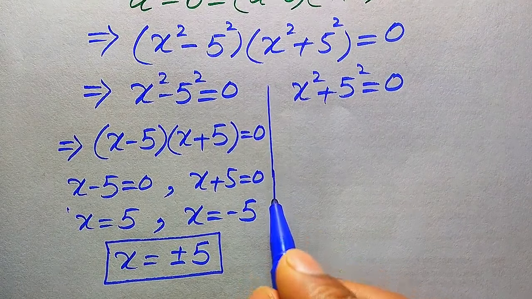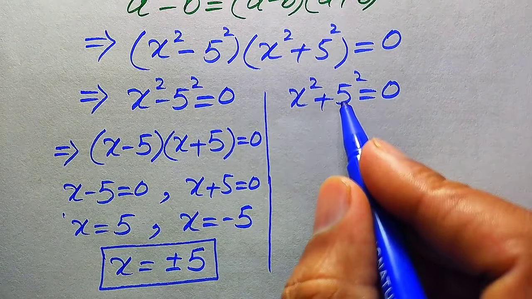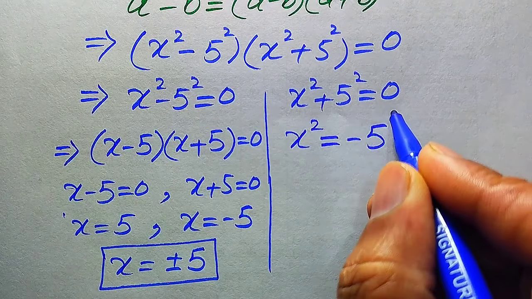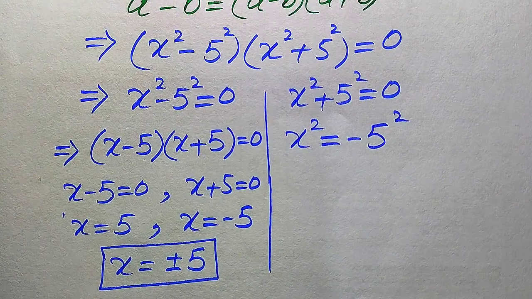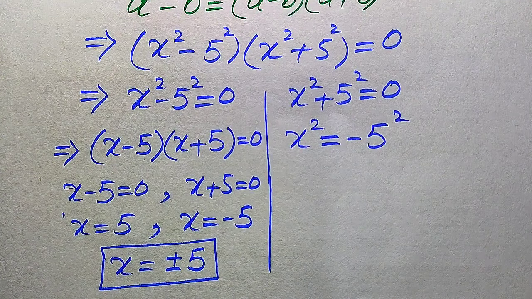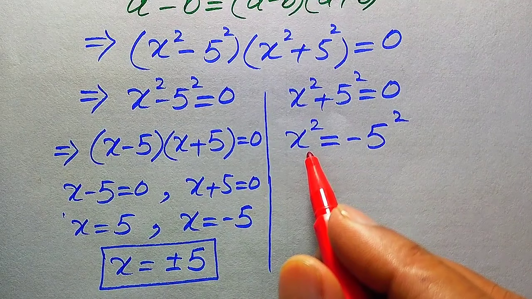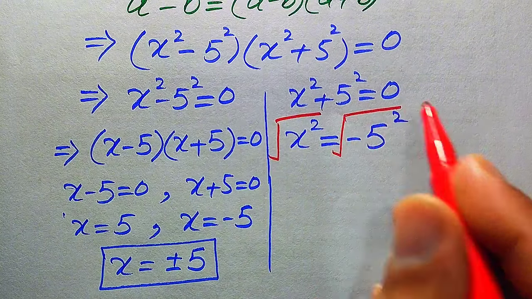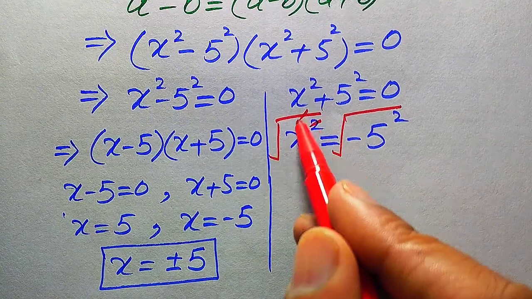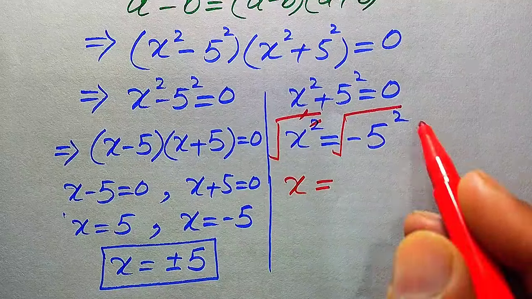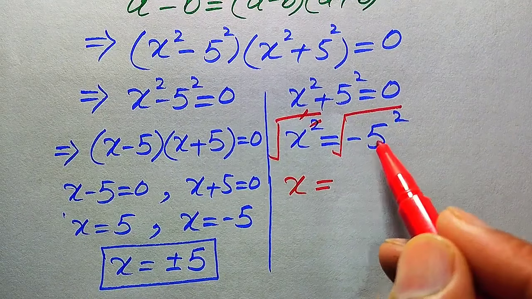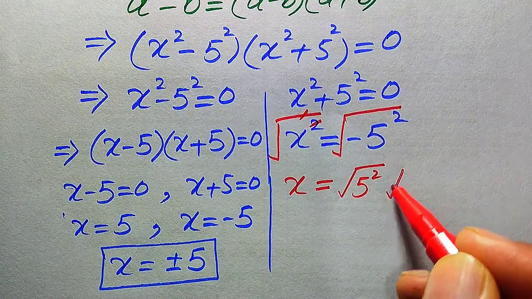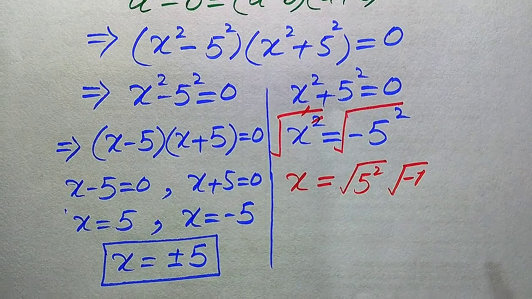And now, in order to find the other roots, we need to solve this case, and from here we move this plus 5 square to the right hand side, and it will be written as x square equals minus 5 square. And in the next step we need to remove this square sign from the left hand side, and for this we apply square root on both of the sides. When we apply square root on both sides, this 2 and this square root are gone, and we get x equals, here we apply the square root separately on both of these two values, and it will be written as square root of 5 square multiplied by square root of minus 1.